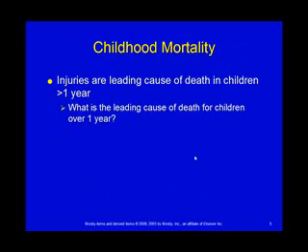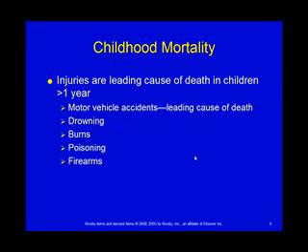As far as childhood mortality, meaning how do children die? Well, injuries are the leading cause of that. What kind of injuries, or where do those injuries come from? The main cause is motor vehicle accidents. So for children over 1, the leading cause of death is motor vehicle accidents. The other most likely ways children die is through drowning, burns, poisoning, and firearms.